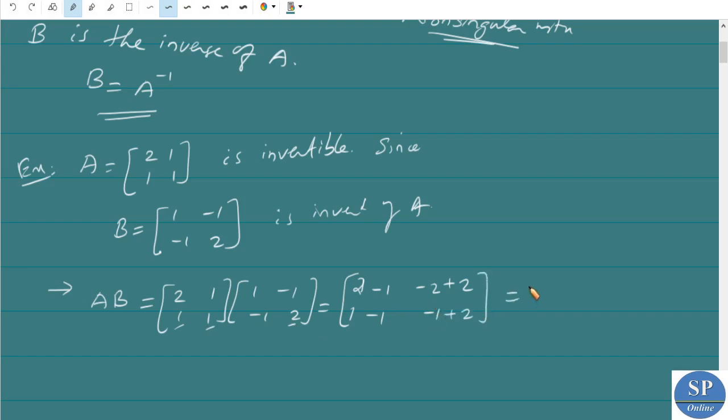So this is nothing but 2 minus 1 is 1, 0, 0, 1. This is the identity matrix of order 2. So AB equals I2. In a similar way, we can prove that BA is also equal to I2. So we have AB equal to BA equal to I. So B is the inverse of A, and we can say that B equals A inverse.